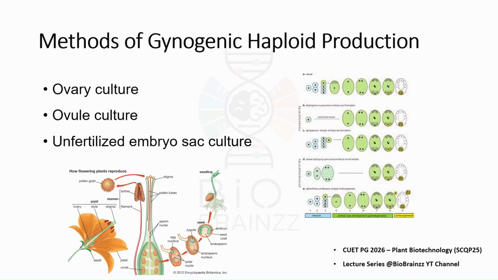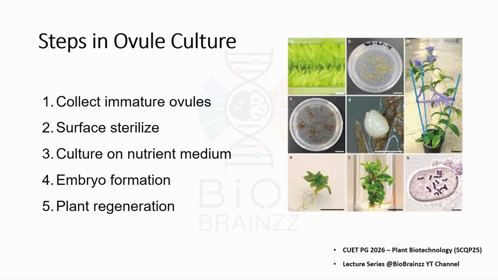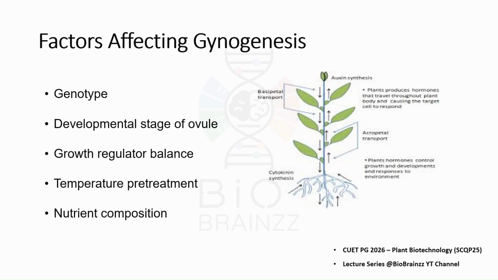Methods of gynogenesis. Gynogenetic haploids can be produced through ovary culture, ovule culture, or embryo sac culture. Each method involves culturing female reproductive structures under controlled conditions to induce embryo development. Steps in ovule culture. Immature ovules are collected and sterilized before being cultured on nutrient medium. Embryos develop and regenerate into plants under controlled conditions.